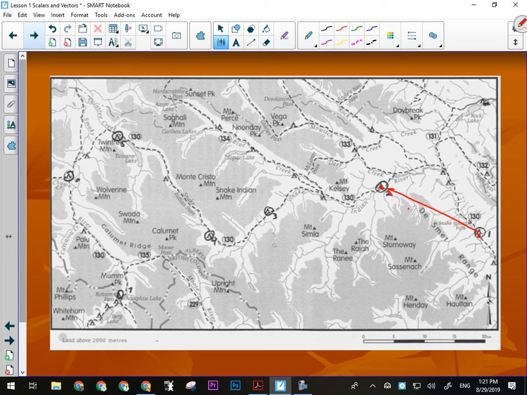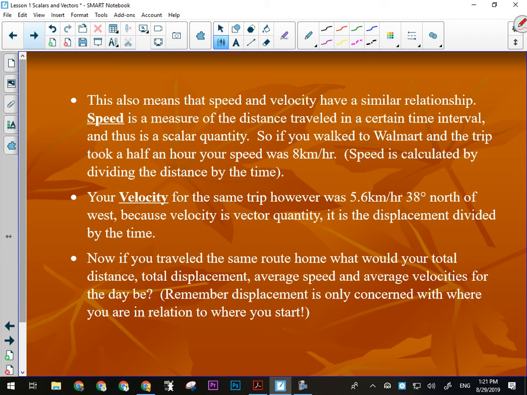In some cases, they're not. Okay, so we talked about this here. Speed and velocity have the same relationship that distance and displacement do. They talk about the same thing from different points of view. Speed is a scalar quantity. Okay? Velocity is a vector quantity.